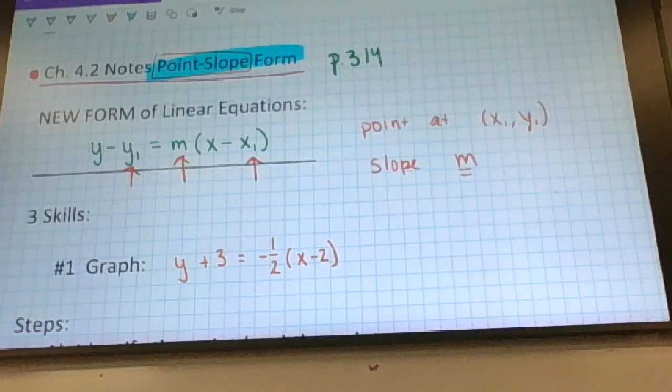So there's 3 skills we're going to practice. The first thing we're going to do is try to make a graph given point slope. Go ahead and write number 1, graph and write the equation.